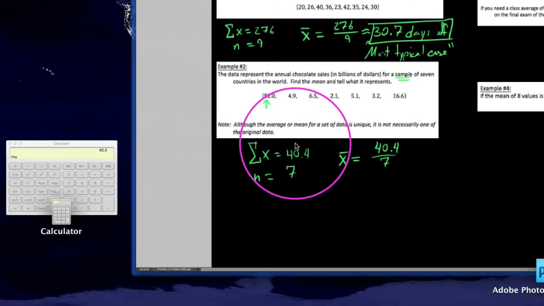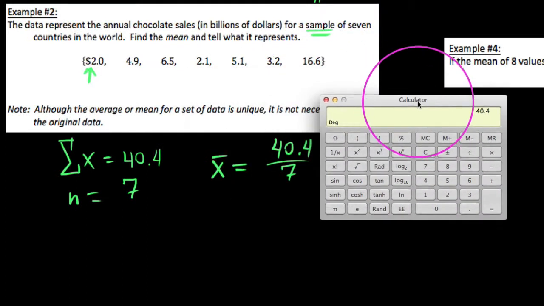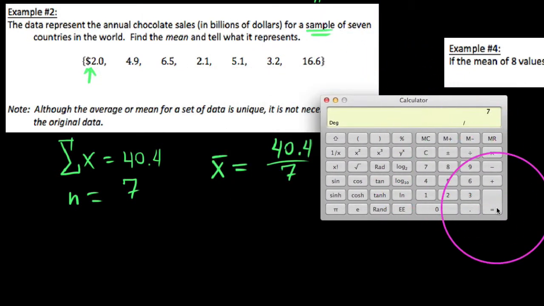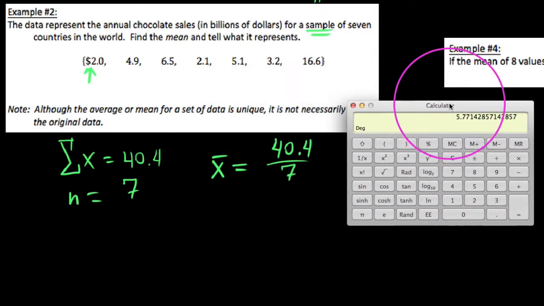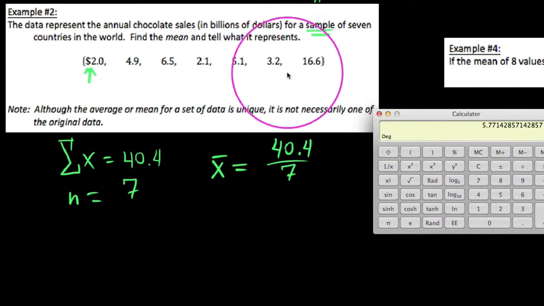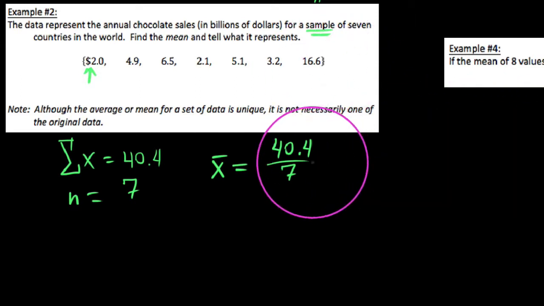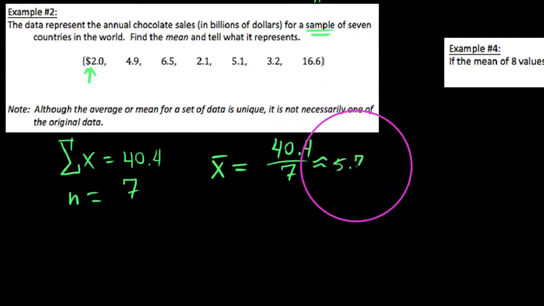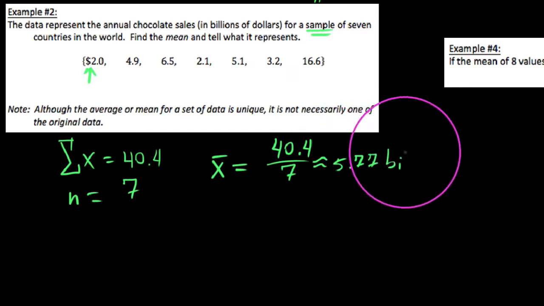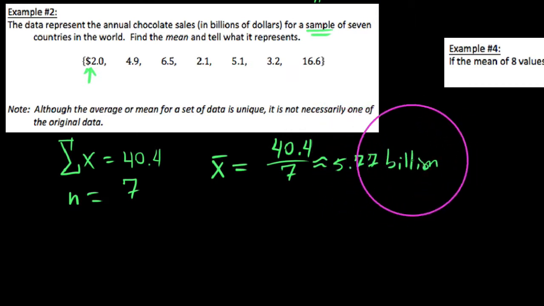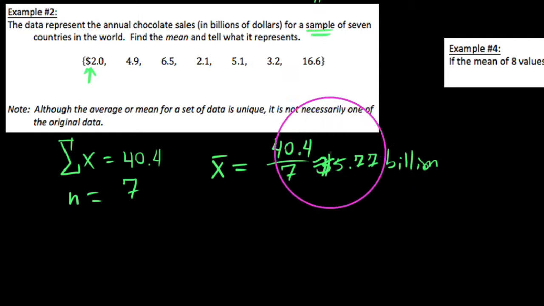Split 7 ways. We'll get our calculator back out here. We'll divide our sum by 7. Another wicked decimal here, but since we're using this rounding rule, it says we'll go out 1 extra place value from what our original data went out to. Since our original data went out to the tenths, we'll go out to the hundredths. So this would be approximately 5.77, and we say billion dollars, okay? And so we want to label this dollars and billions.